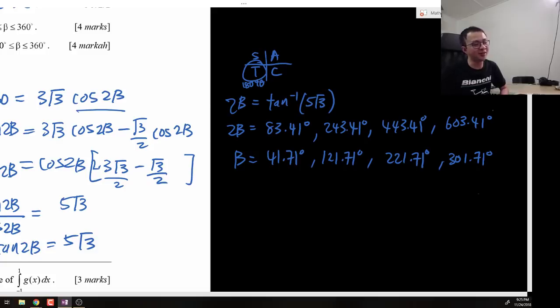For cos 60 you can use a triangle to count, or you just memorize it.